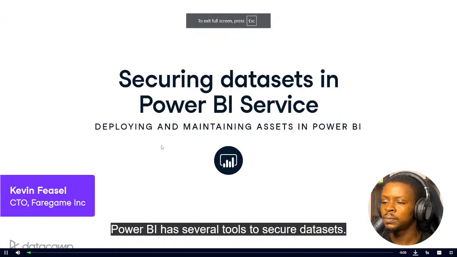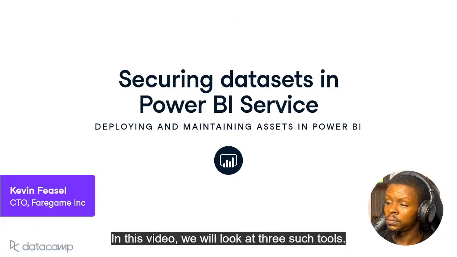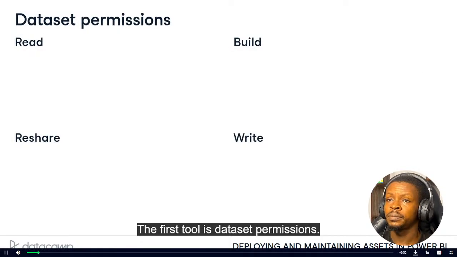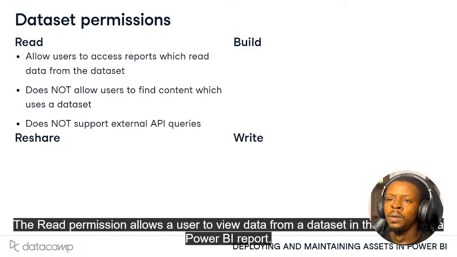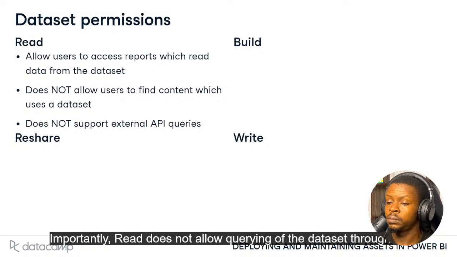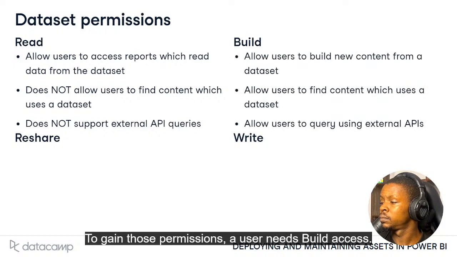Power BI has several tools to secure datasets. In this video, we will look at 3 such tools. The first tool is dataset permissions. There are 4 permissions in total that you can grant. The read permission allows a user to view data from a dataset in the context of a Power BI report. Importantly, read does not allow querying of the dataset through an external API or finding additional content which uses a given dataset. To gain those permissions, a user needs build access.